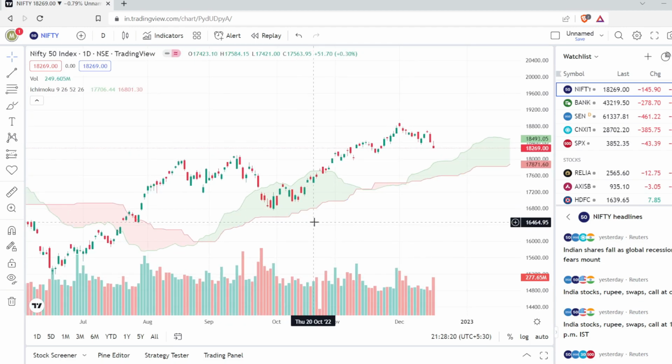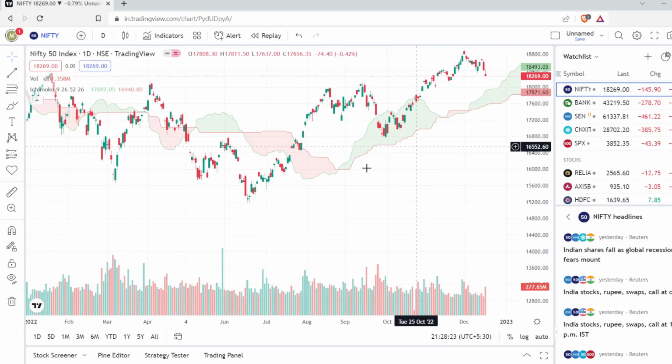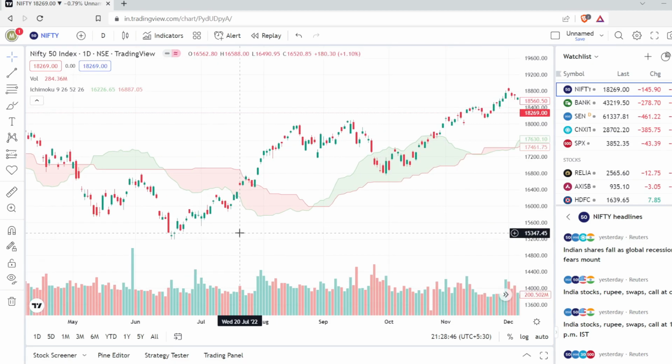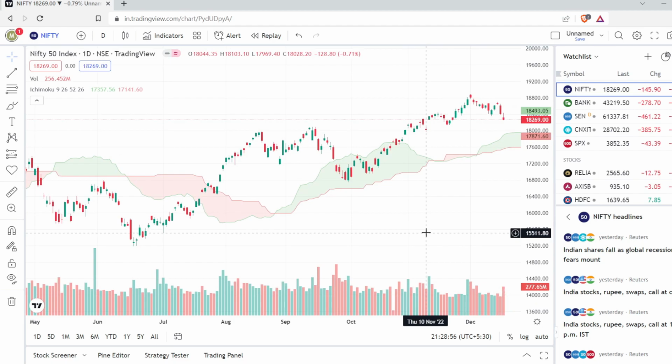The significance of this cloud is that when the price is below the Kumo cloud, you can never take buy trades. When the price is above the Kumo cloud, you can never take sell trades, because when it is above the Kumo cloud, it is bullish. When it is below the Kumo cloud, it is bearish. So it acts as a filter that tells you what's bullish and what's bearish, and helps you trade in that manner.